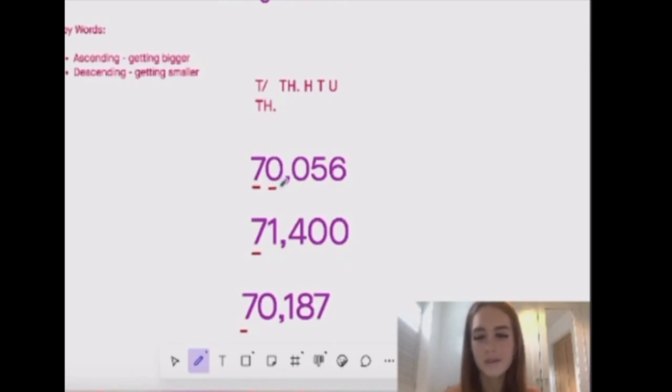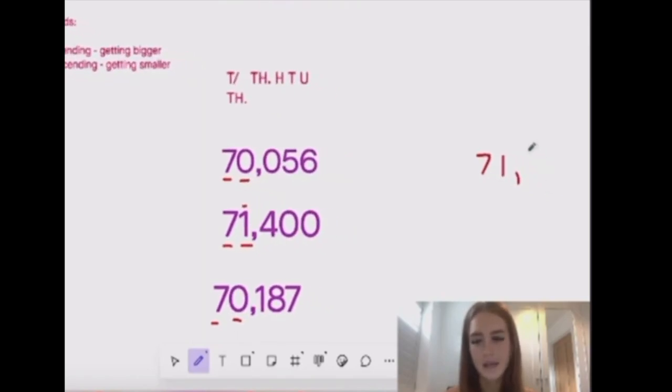We have a 0 in this number. We have a 1 in this number and a 0 in this number. So, because we have a 1 in 71,400 in the thousands column here, I automatically know that it is at least 1,000 bigger than the other numbers, which both have a 0 in the thousands column. So, if we're putting these in ascending order, I'll put that at the end. 71,400 is the biggest, as it has 1,000 in the thousands column, whilst other numbers have 0.